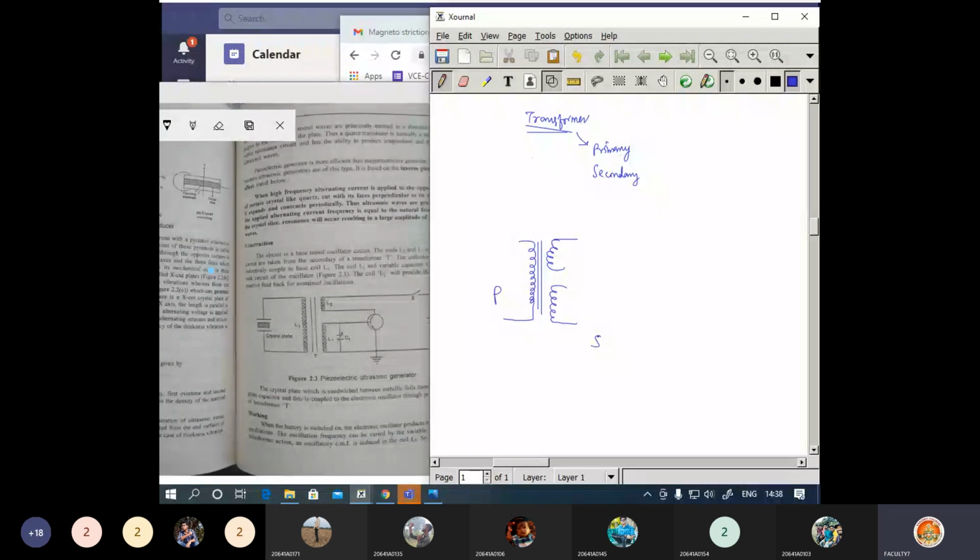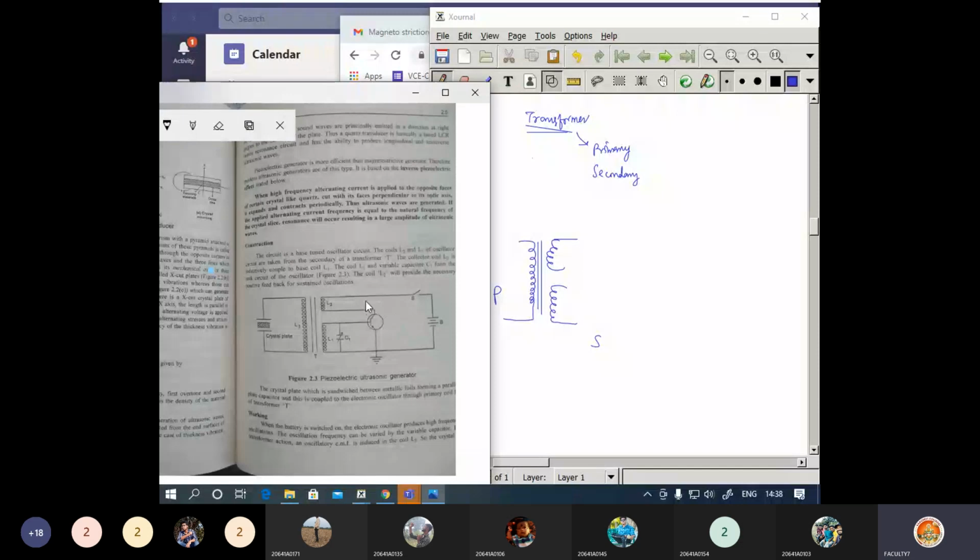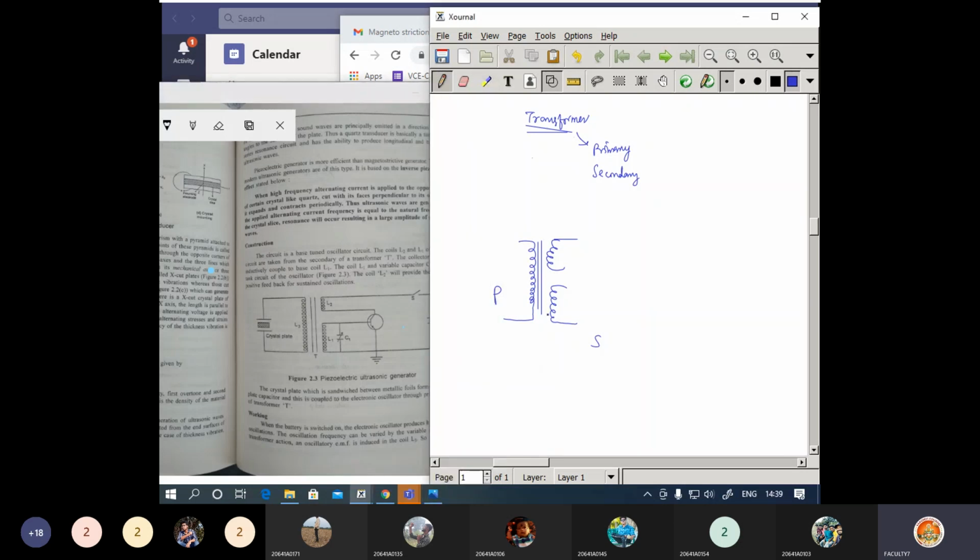Now we are going to connect the oscillator on the secondary side. This is the oscillator, and here the crystal is there. So we are going to get the vibrations this side here, depending on this concept. Now let us go with the explanation here.